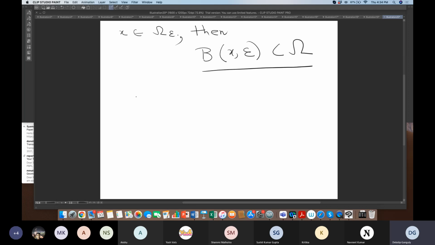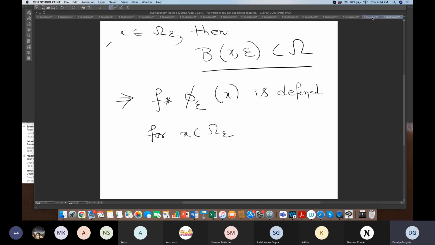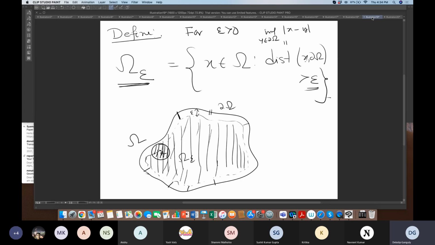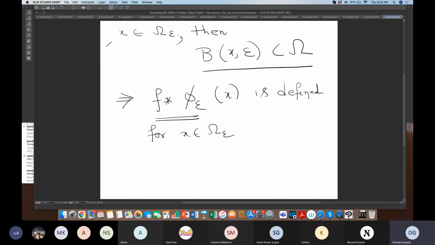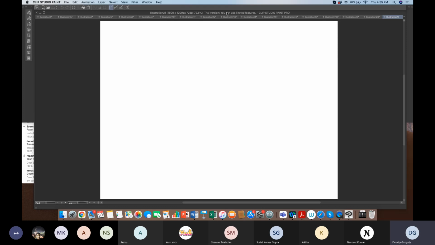Okay? And if this is true, then this always makes sense. It is defined for x in omega epsilon. So not for all of omega can you define it, but you can restrict yourself to some omega epsilon, and then you can define f convolution phi epsilon. Okay, good. So that is for the convolution. Something more will be done in the tutorial.